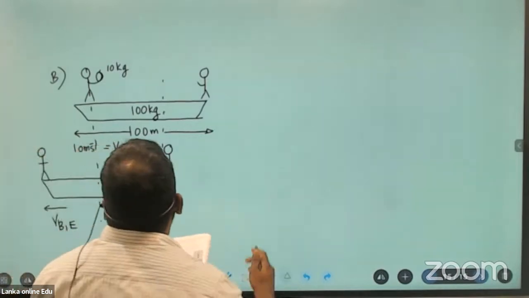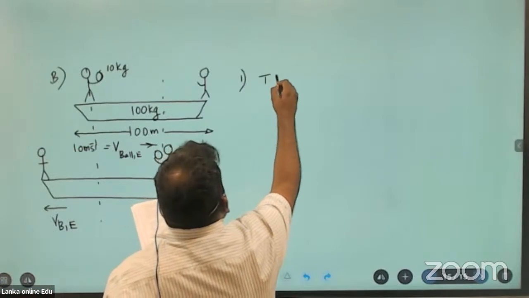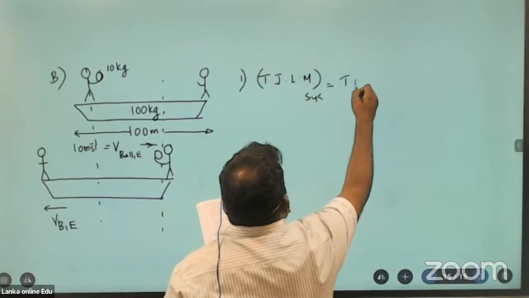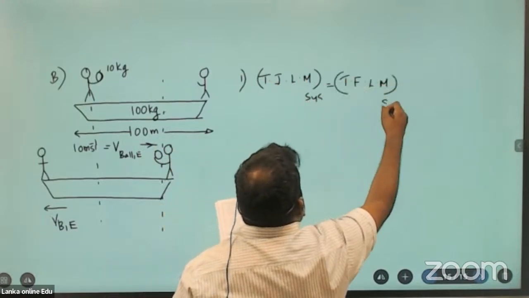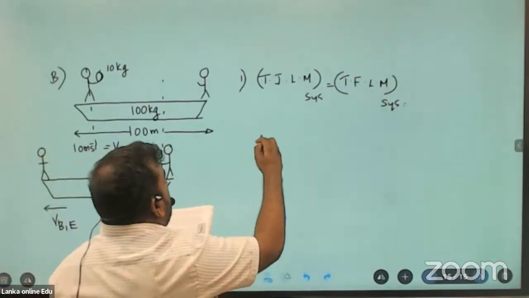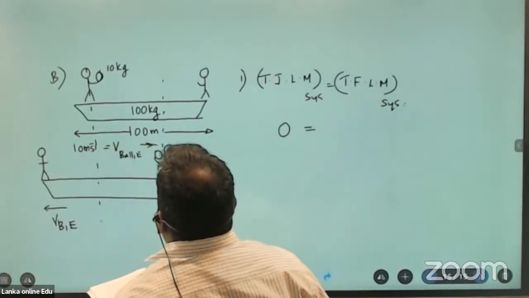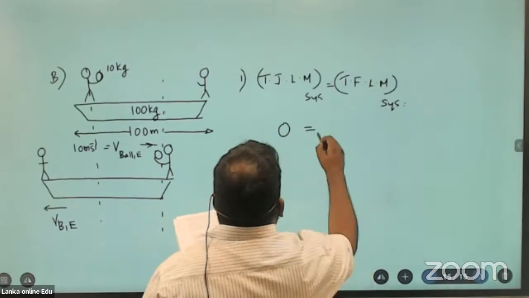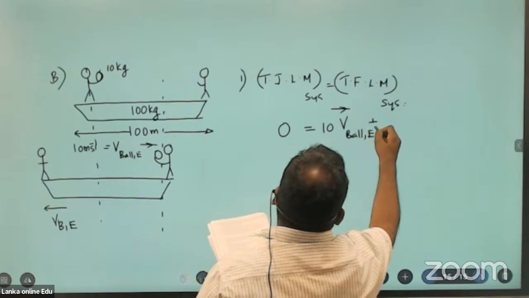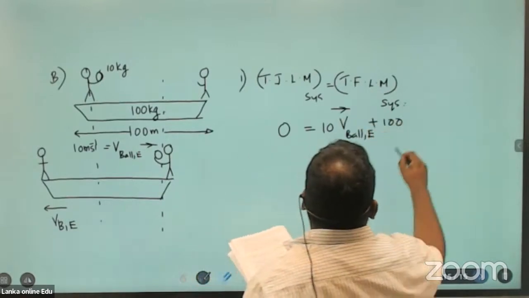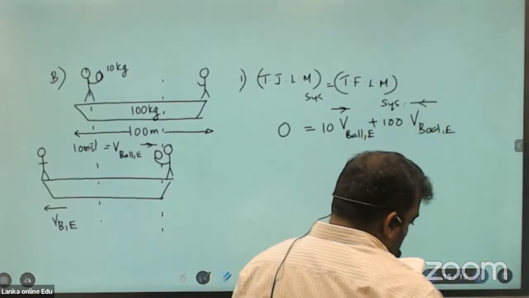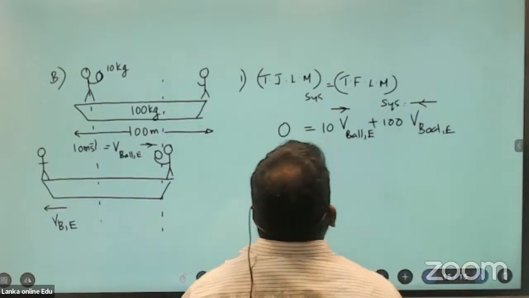Let's do this. Part 1: total initial linear momentum of the system equals total final linear momentum of the system. Total initial linear momentum, you can say 0. Total final linear momentum, look at this carefully. Ball 10 kilogram, velocity of ball with respect to Earth going forward. 100 kilogram, boat and children. Velocity of boat with respect to Earth going where? Backwards.